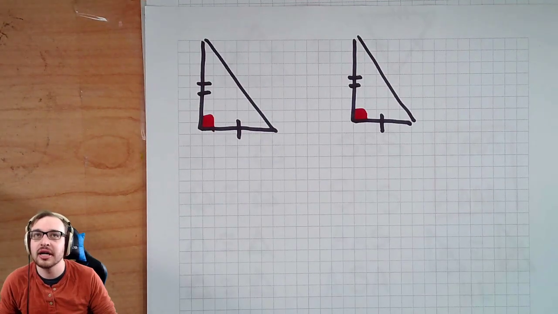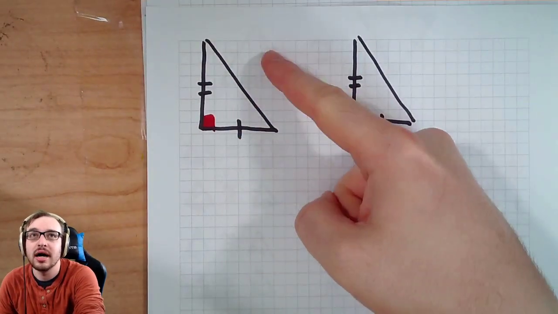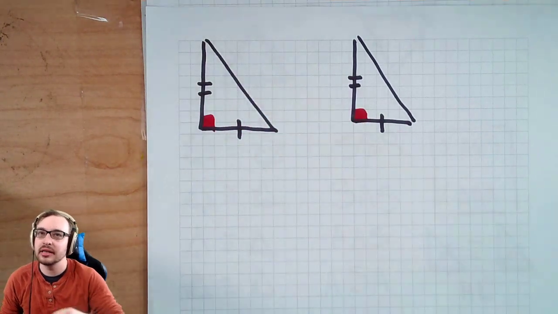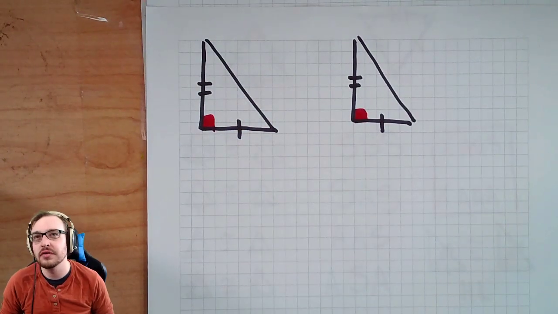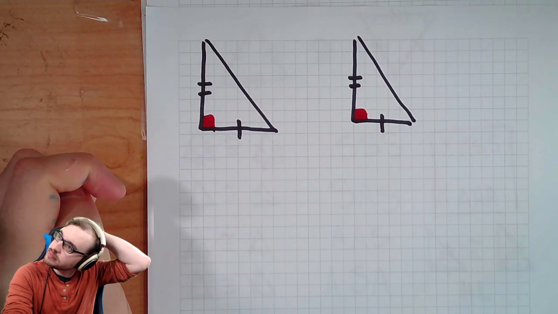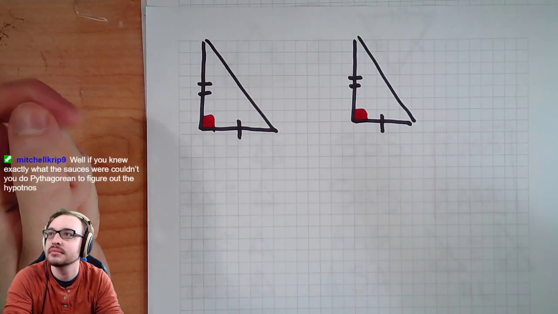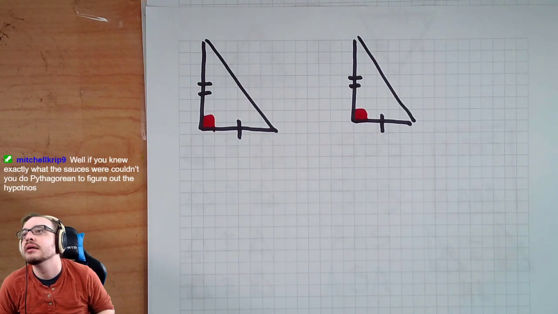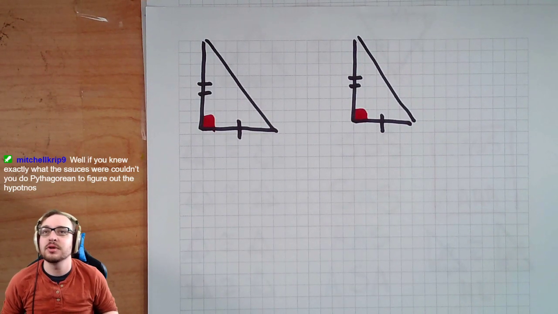We don't have HL, right? Because we don't have the hypotenuse and a leg. We have two legs. Is this enough to prove that these are the same triangle? What do you think? Oh, the sides were? Yeah, the sides.